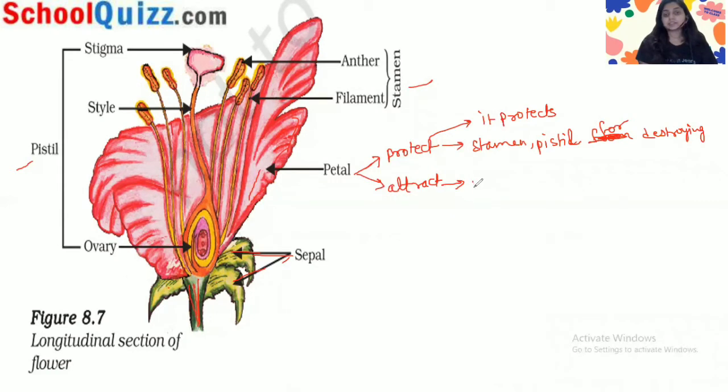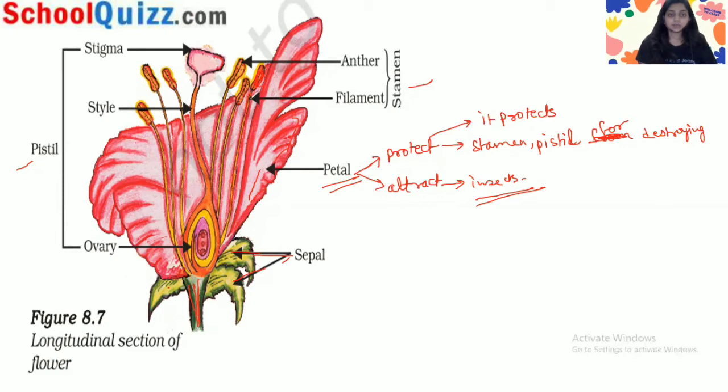So it attracts insects, and the petals have fragrance, so the insect is attracted to the petals. We will see in detail how it works. And next we have this structure, which is a line type.